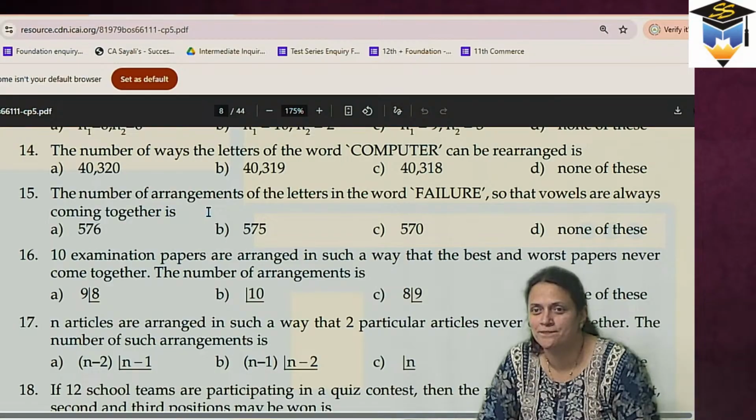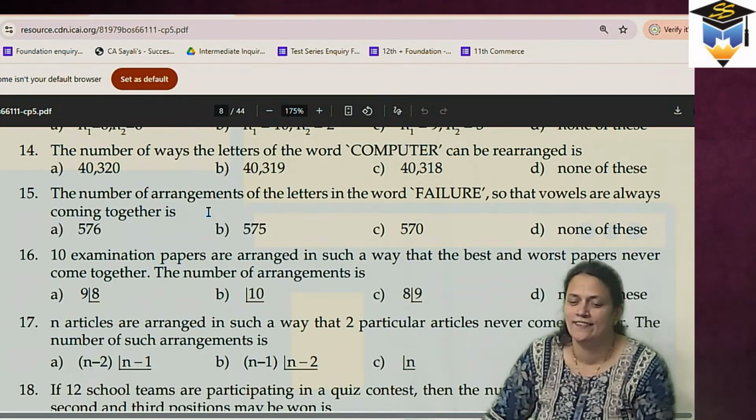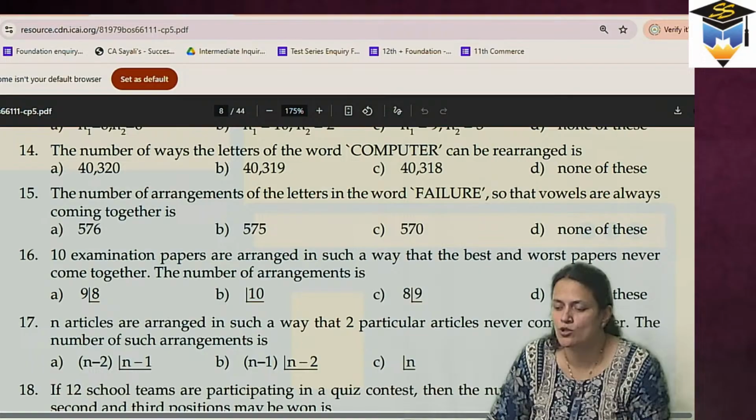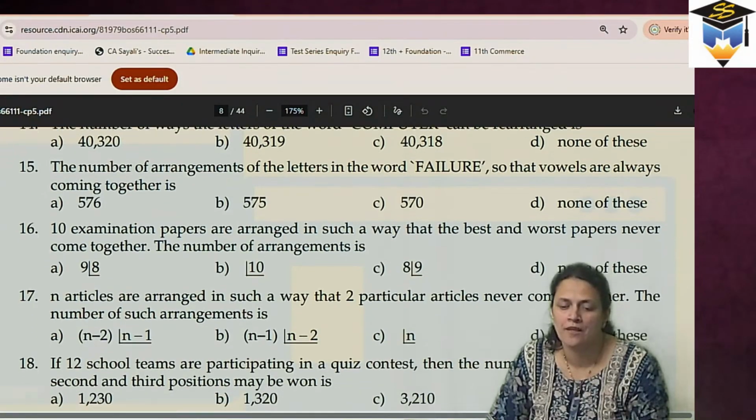Did you understand? Sure? So the answer for the 14th one, option B. Now 15th.